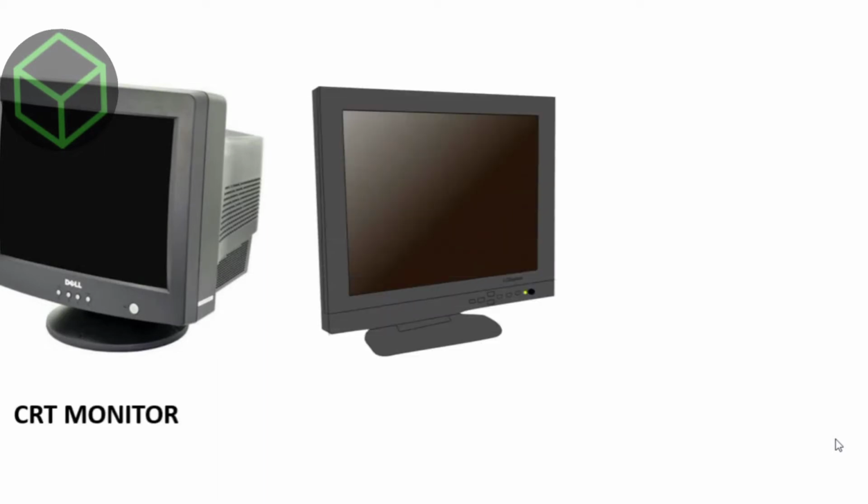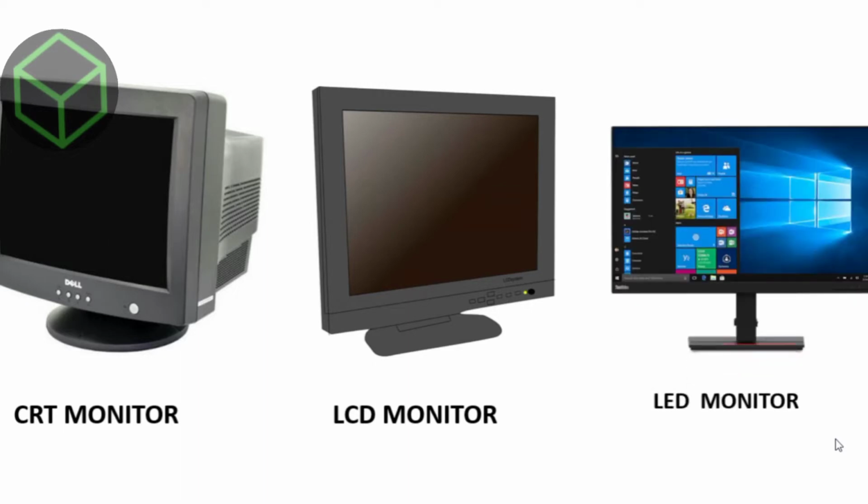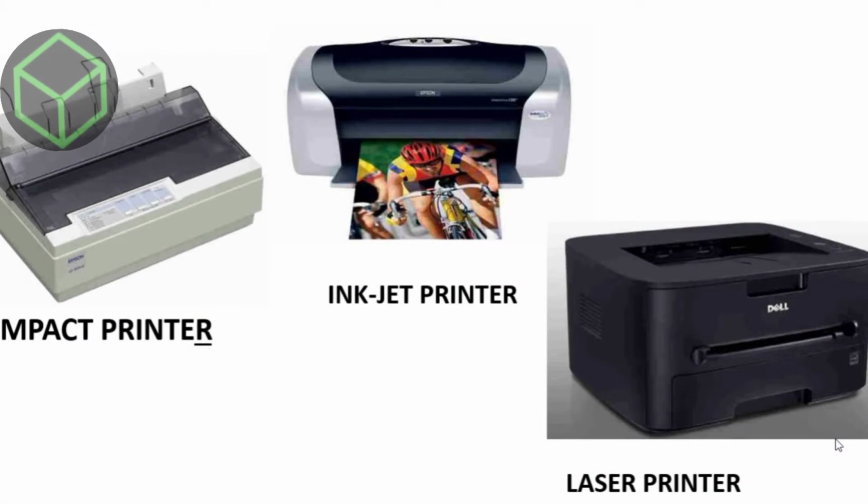Now let's talk about some output devices. Output devices are those devices which help us to get the result or processed data. So, examples of output devices are monitor, and there are three different kinds of monitor: CRT, LCD and LED. Next is printer. Again, printer is of three types.